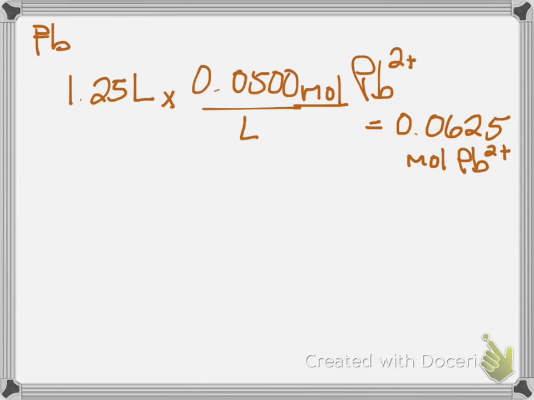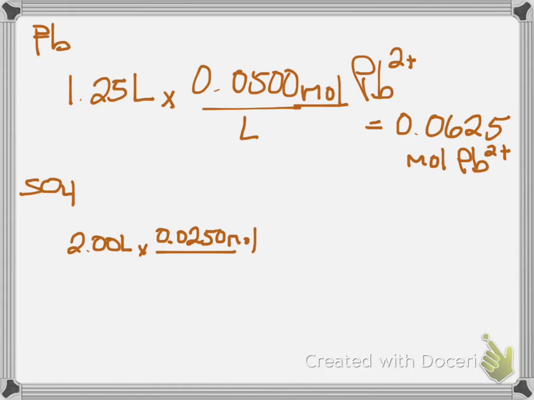Alright, let's go ahead and do the same thing now for the sodium sulfate. For the sulfate, which is the important part again, we've got 2 liters of that solution, and let's go ahead and multiply that by the molarity of that particular solution, 0.0250. Liters will cancel out. Always cancel out your units, right? Makes things easier. And that's some pretty easy math. That just comes out to 0.0500 moles of the sulfate ion.